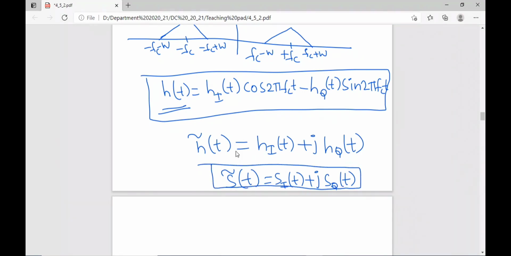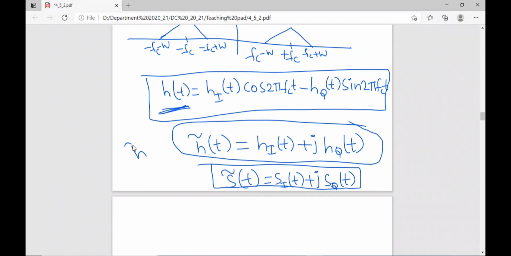I am using the analogy between this H of t system and the S of t signal. Just as we can write S tilde of t in this way, in the same way this can also be represented, because even this is a complex envelope. Now what is our aim? Our aim is to find H tilde of t when I have H of t. If I want to find H tilde of t, I need to know what Hi of t is and what Hq of t is. To find that, we'll just go ahead now.